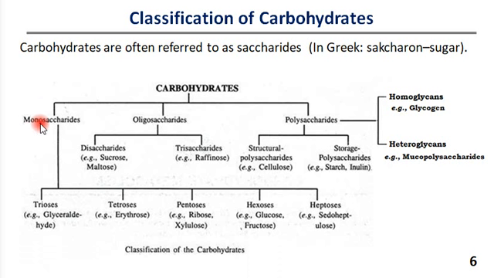Monosaccharides are defined as polyhydroxyaldehydes or polyhydroxyketones which cannot be further hydrolyzed into simpler units. Here mono means one, saccharide means sugar. A one sugar means which cannot be further divided or hydrolyzed into a simpler unit.